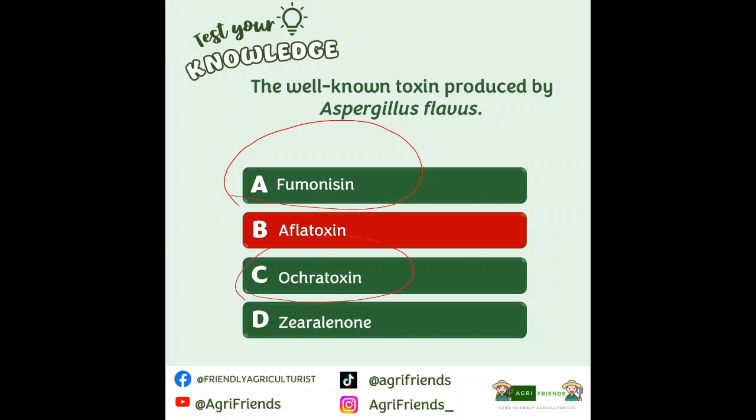Ochratoxin is produced by several species of Aspergillus and Penicillium. So they are the common food contaminating mycotoxins. Zearalenone is mainly produced by Fusarium fungi and has been proven to affect the reproductive capacity of animals.